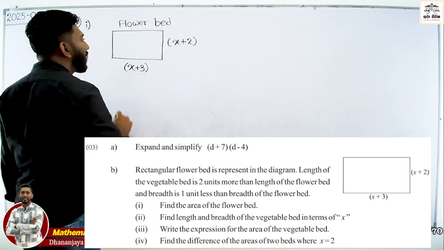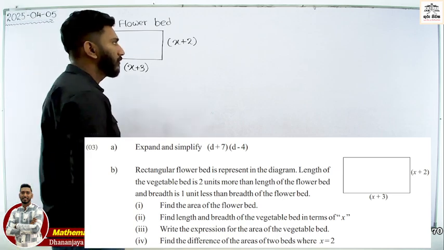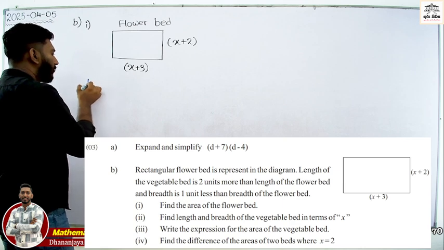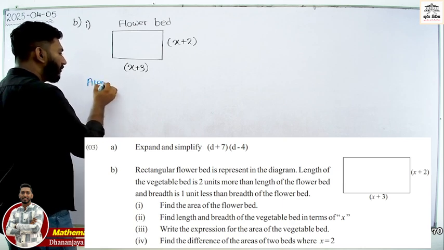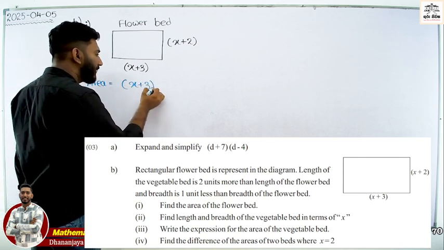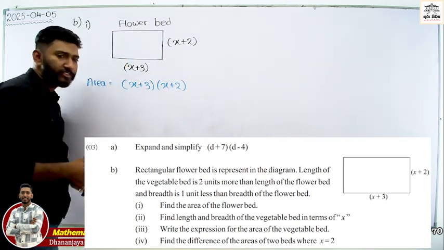Now listen. How to find the area? For rectangular shapes, the area becomes length into breadth. Therefore, the area of the flower bed becomes x plus 3 into x plus 2. Right. Find the answers now.